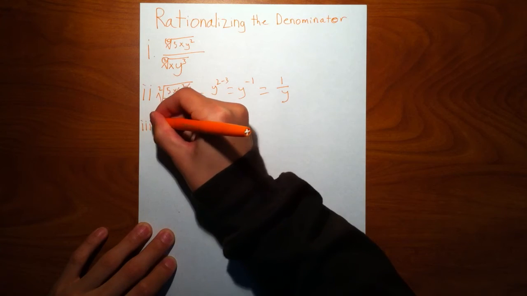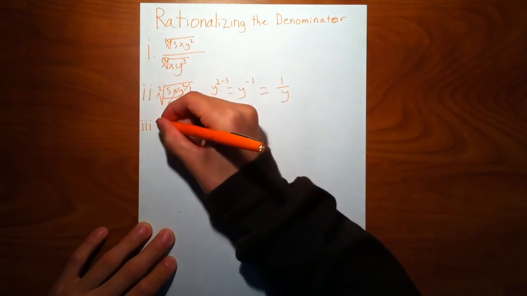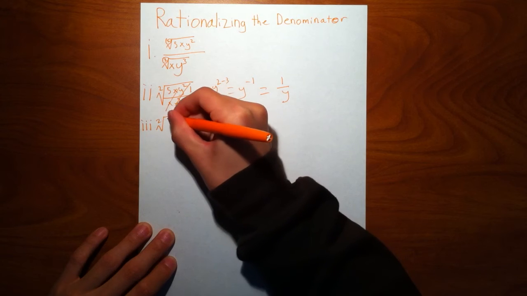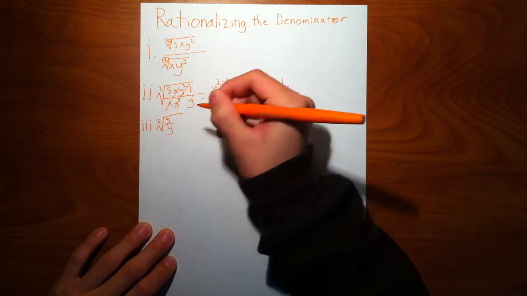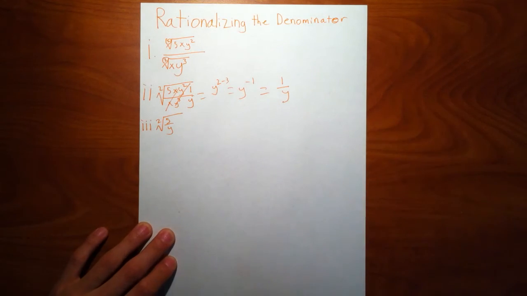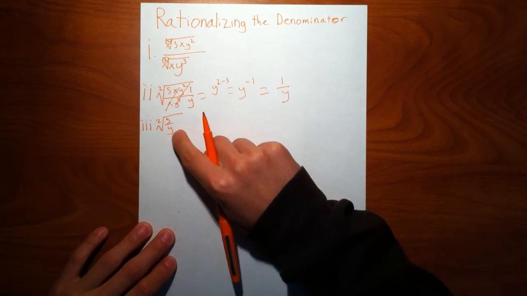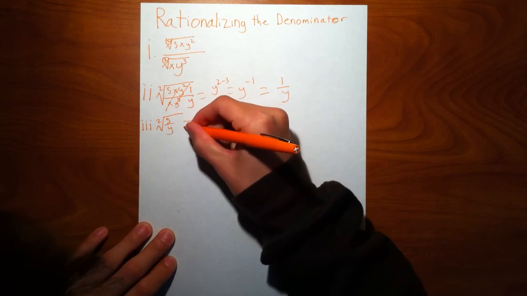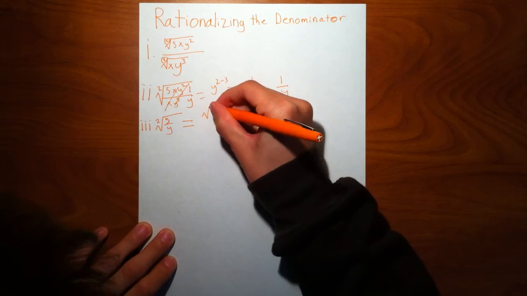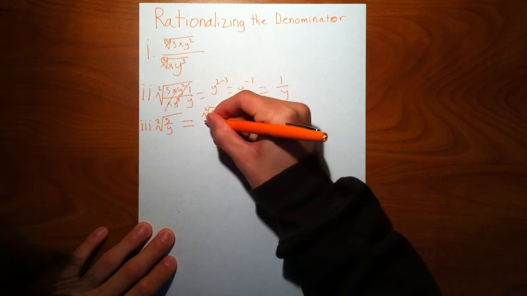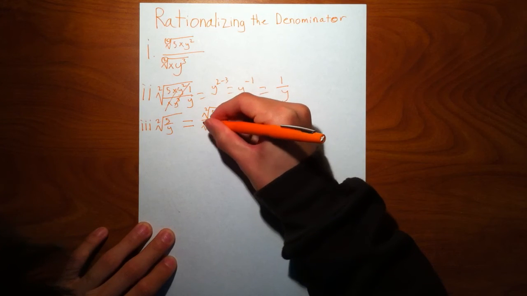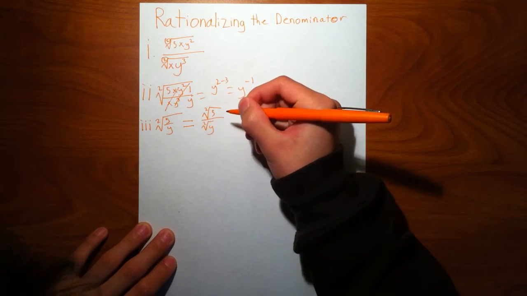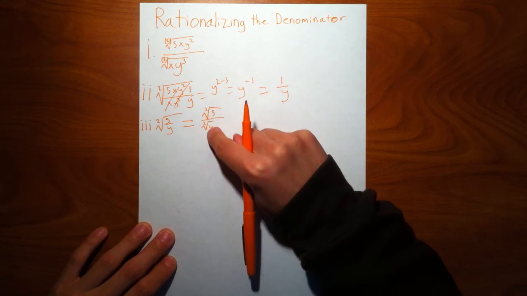In the third step, I'm going to clean this up. So now it's going to look like this. Square root of 5 over y. It may look like there's not a radical in the denominator, but there still is, because it can be written as the square root of 5 over the square root of y. And there's still a radical in the denominator.